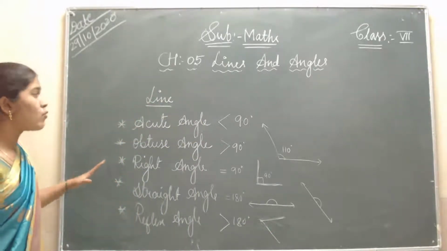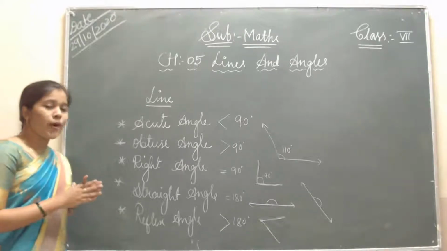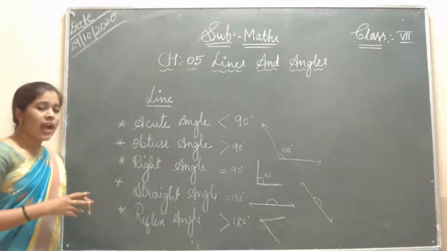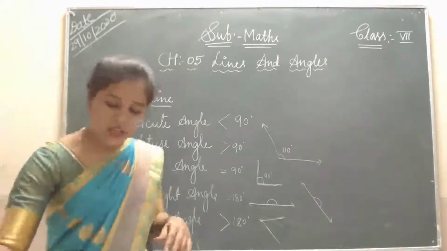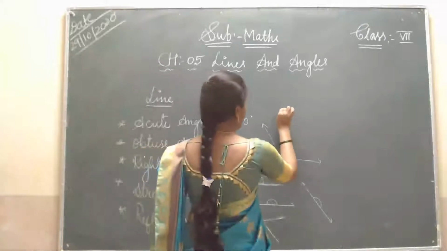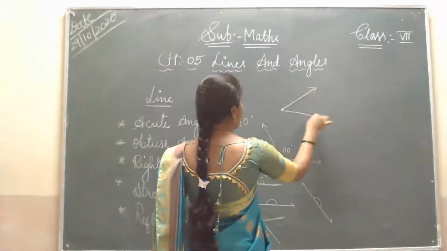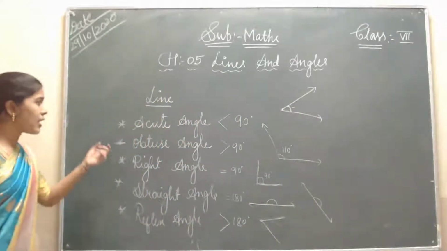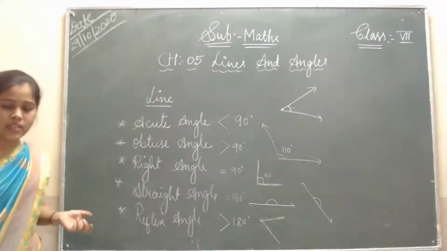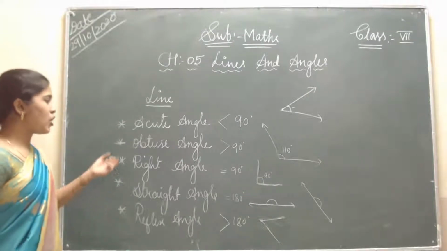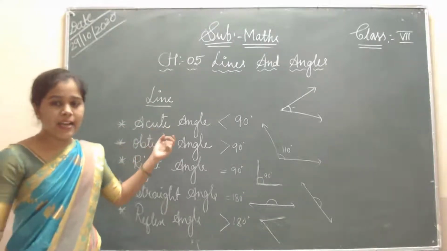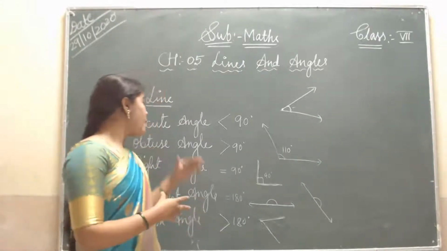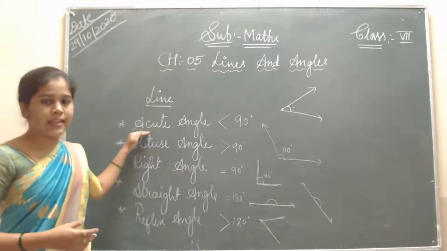Once again I will repeat. What is a line? Two points extend from both sides; that is a line. Next, an angle: two rays from an initial point. See here, one ray, another ray, this forms an angle. In angles, there are many types. First is the acute angle, less than 90 degrees, like 30, 40, 50, 45. These are acute angles.